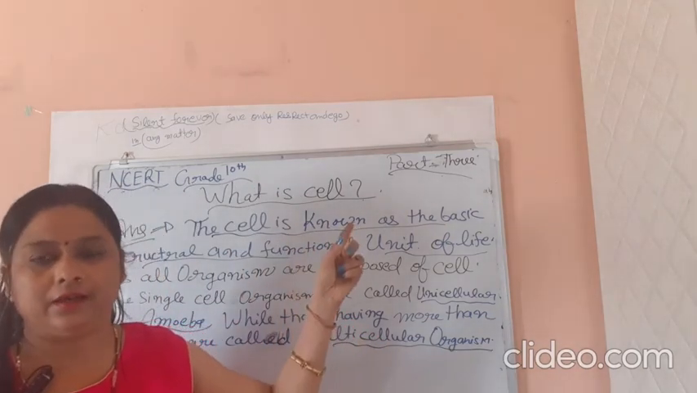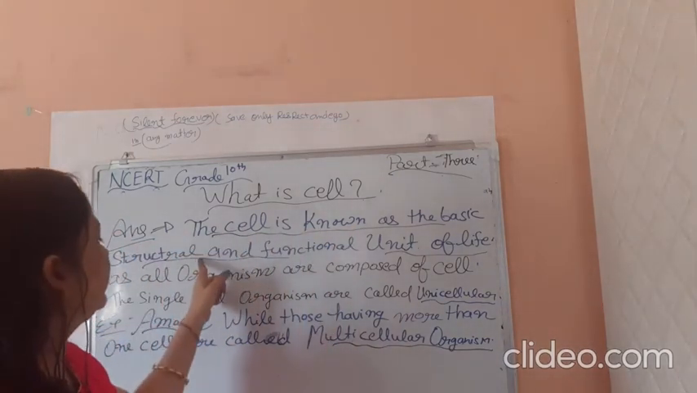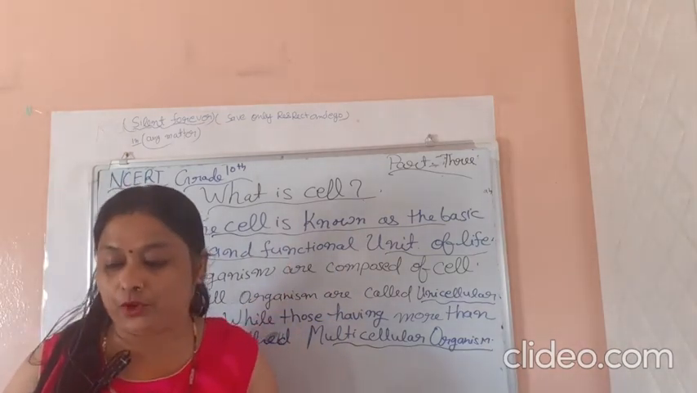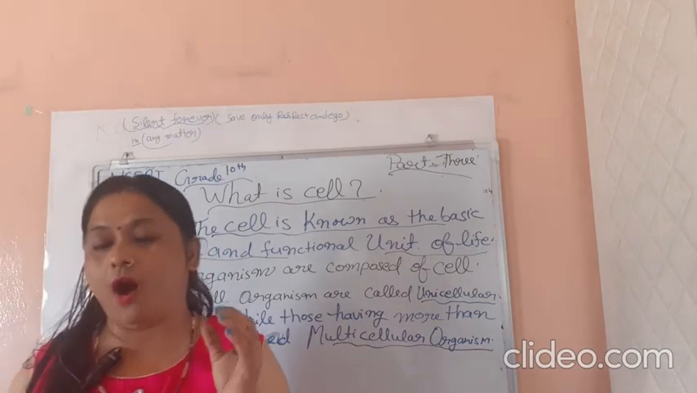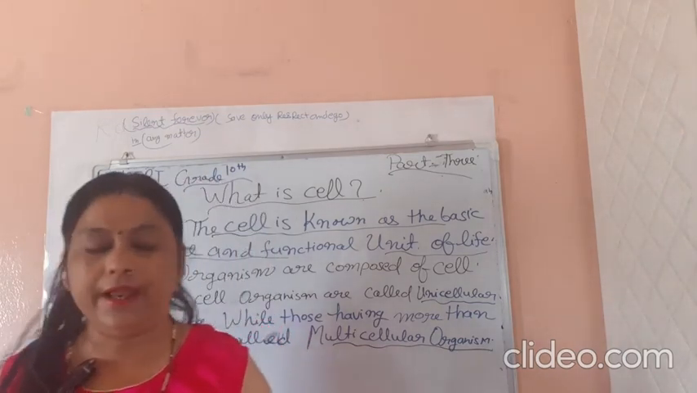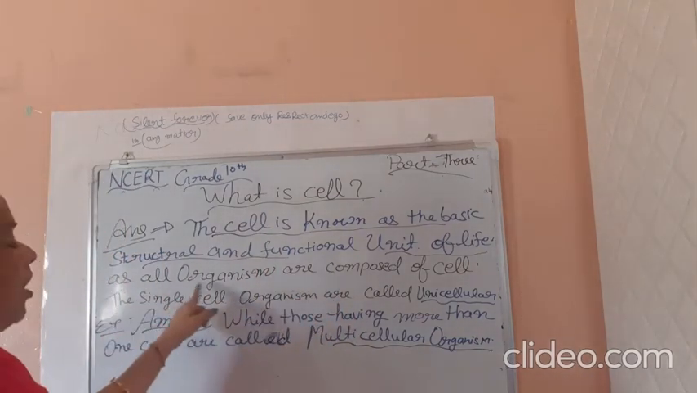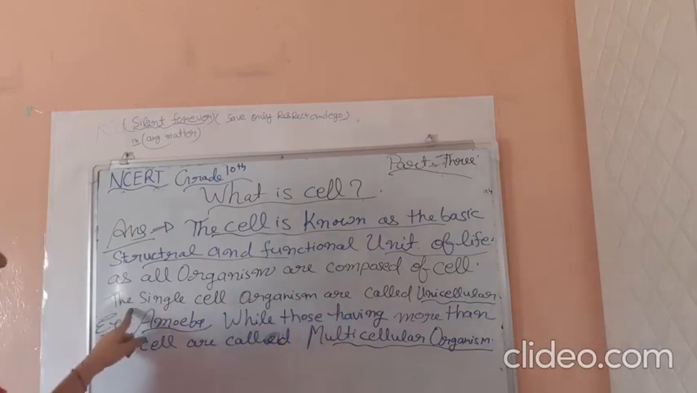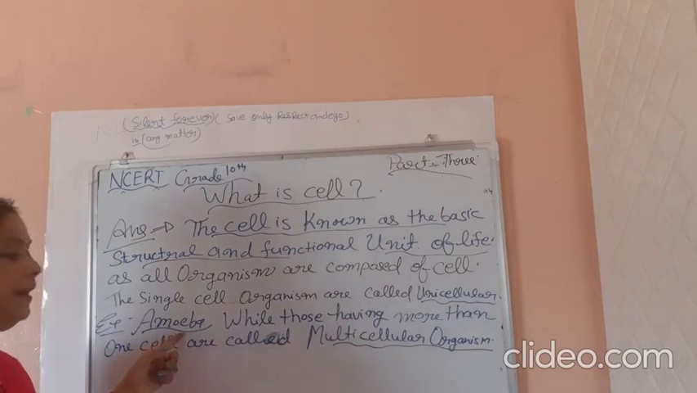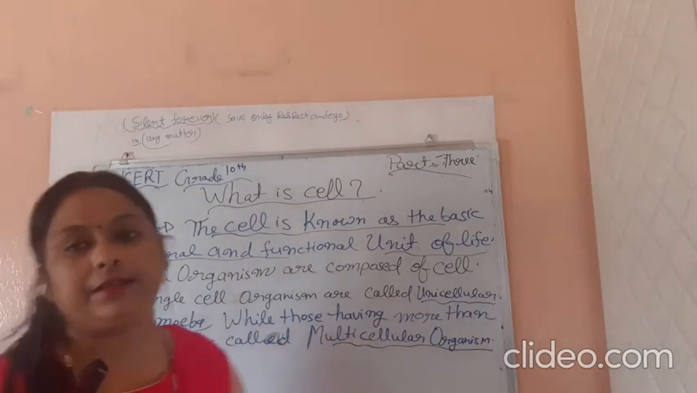What is a cell? The answer: the cell is known as the basic structural and functional unit of life, as all organisms are composed of cells. The single cell organisms are called unicellular, just like amoeba, while those having more than one cell are called multicellular organisms.